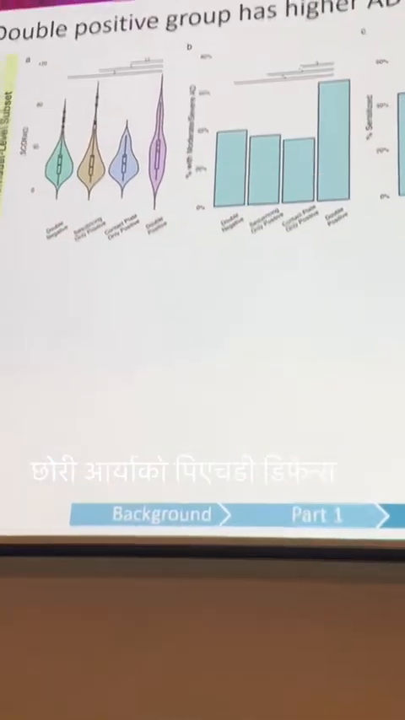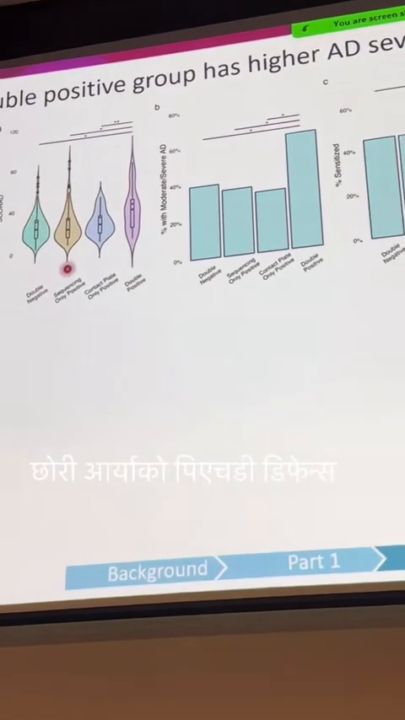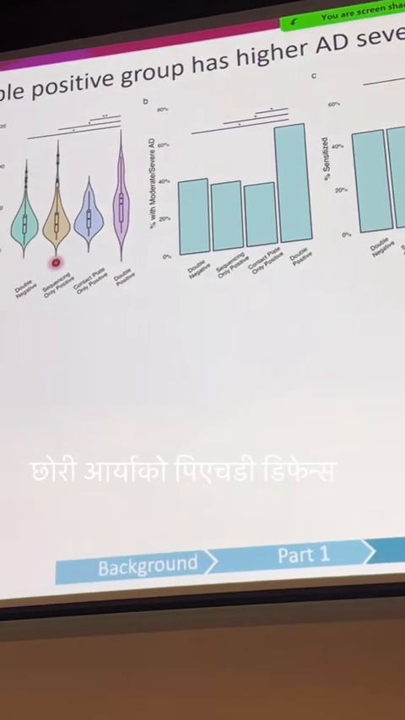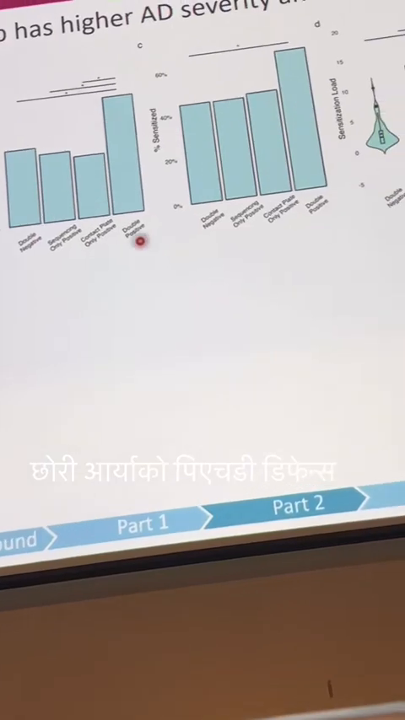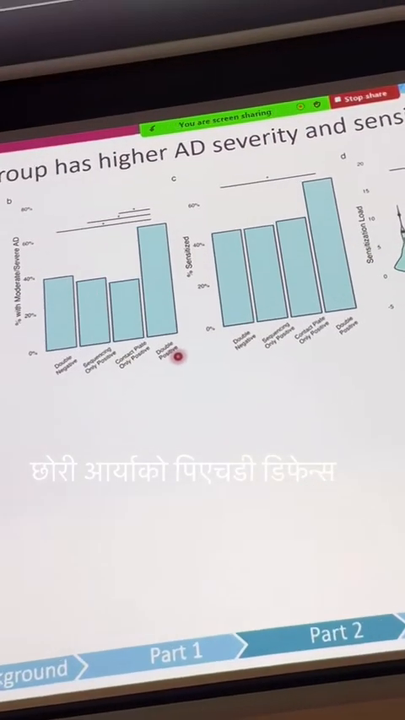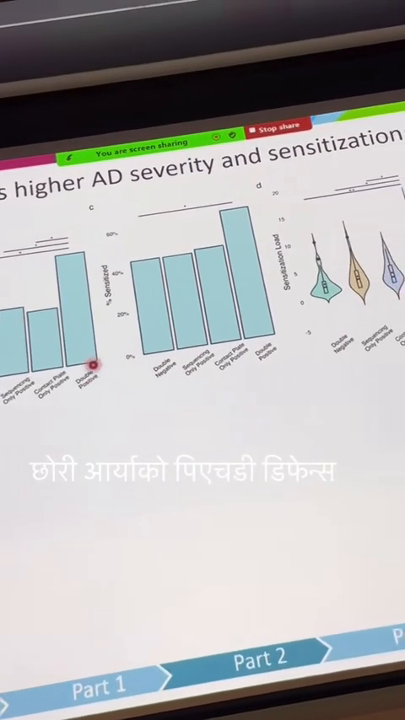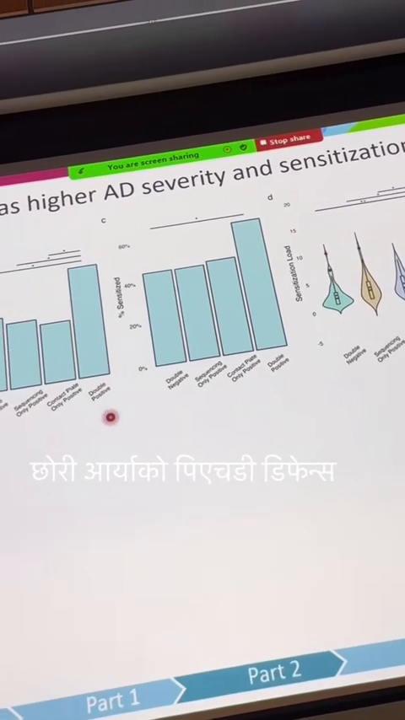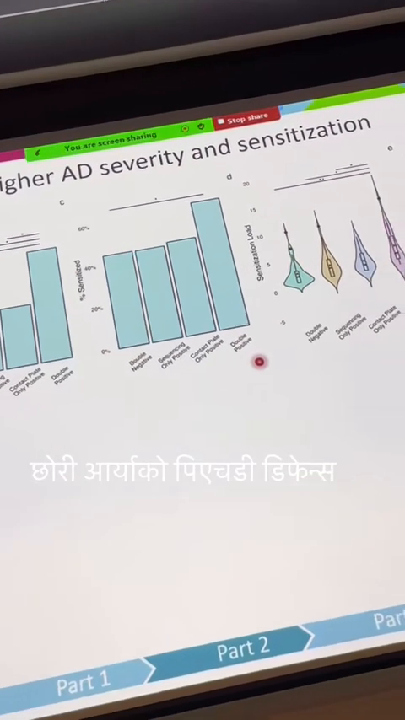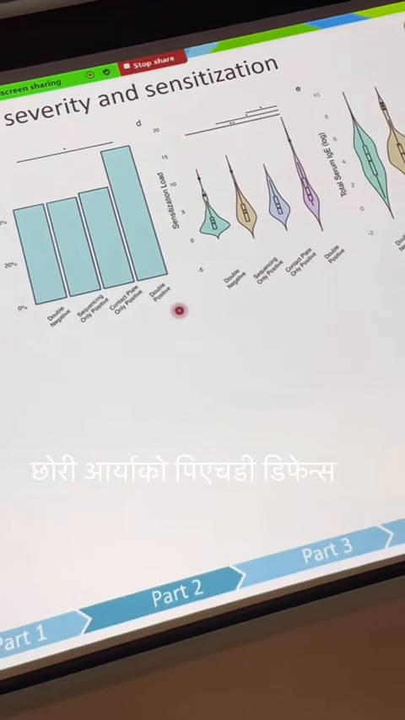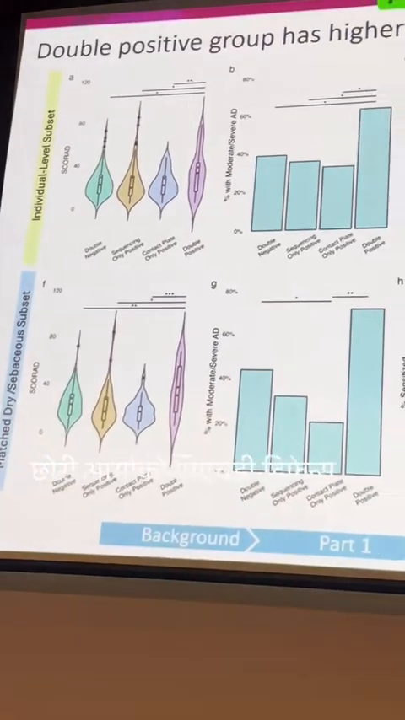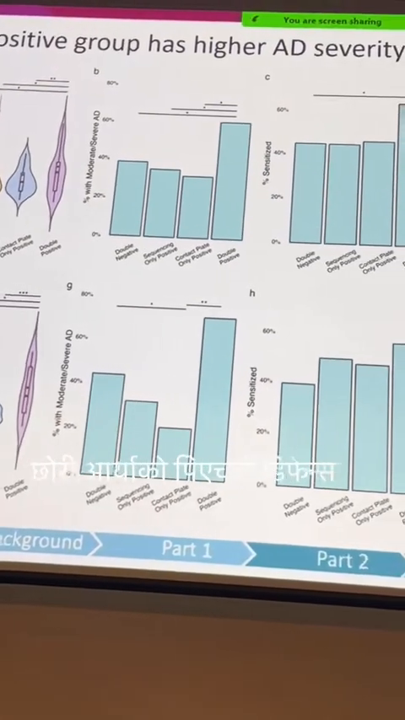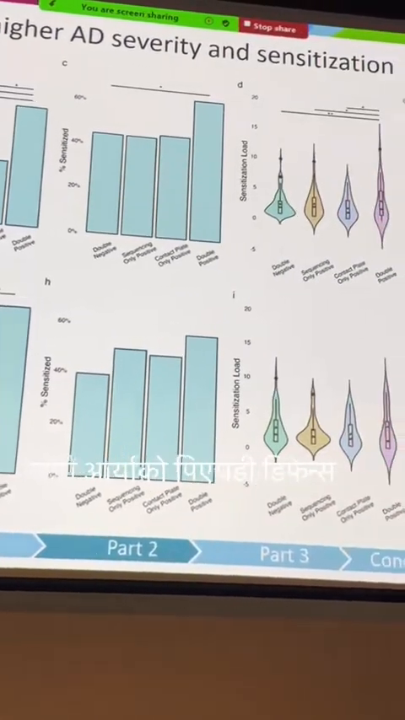that SCORAD, starting from the left here, which is, as I mentioned, a measure of AD severity, was higher in the double positive group compared to the other groups. Correspondingly, there was a larger percentage of children who had moderate to severe AD. In the double positive group, there's also a higher percentage that were sensitized. And then we also observed this when the contact plate and skin tape samples have to come from either a dry site or a sebaceous site. So both of them have to come from the same type of site.